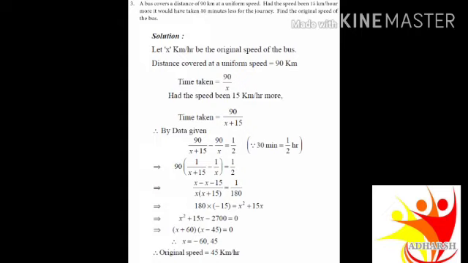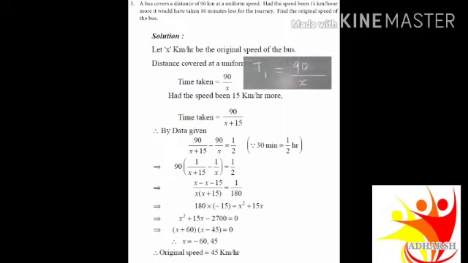Let x kilometer per hour be the original speed of the bus. Distance covered at a uniform speed equal to 90 km. Now write the formula: time equal to distance divided by speed. That is from the formula distance equal to speed into time. Now we take time equal to distance divided by speed. Therefore the first time t1 equal to total distance 90 divided by speed x. Therefore time taken t1 equal to 90 divided by x.